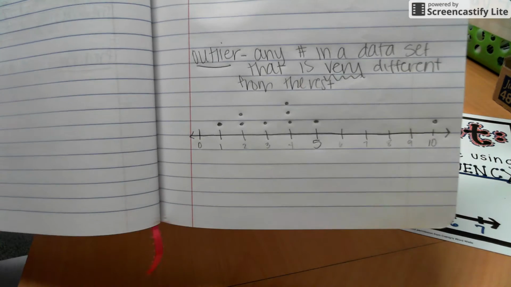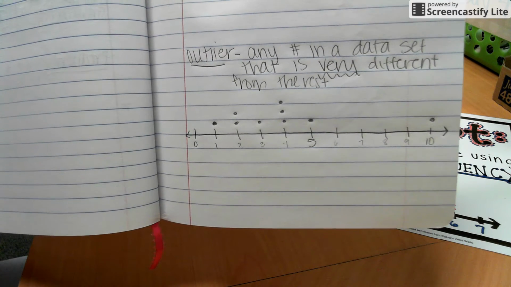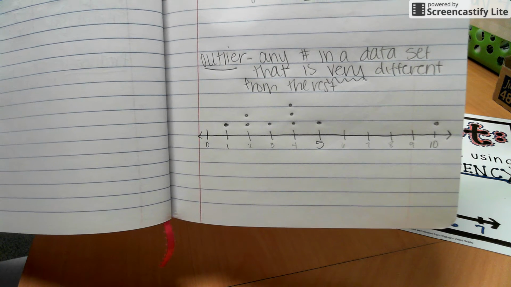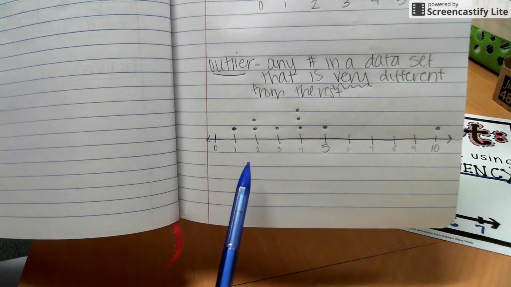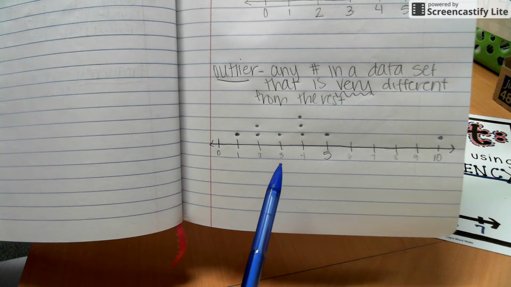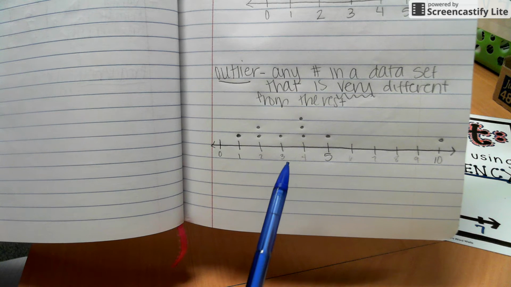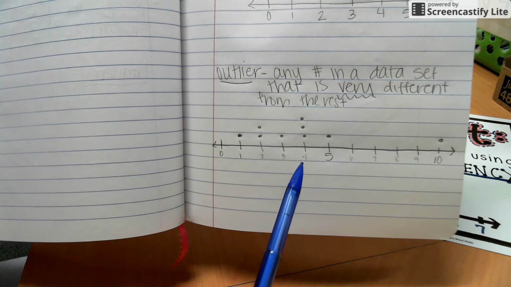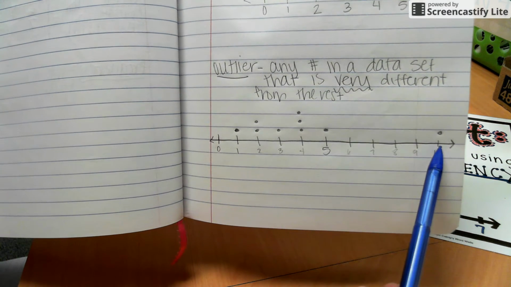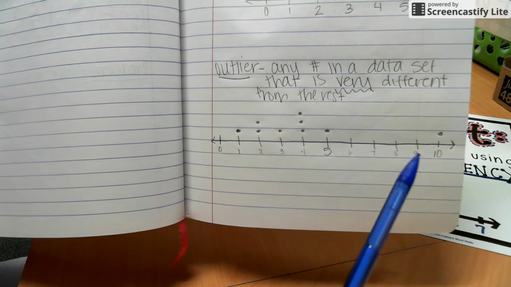Okay, so here I have an example of a dot plot on a number line. So I'm using dots this time. So I have one person who chose 1 for some reason, 1 person who chose 2, 2 people who chose 2, 1 person who chose 3, 3 people who chose 4, 1 person who chose 5, and then I have 1 person who chose 10.